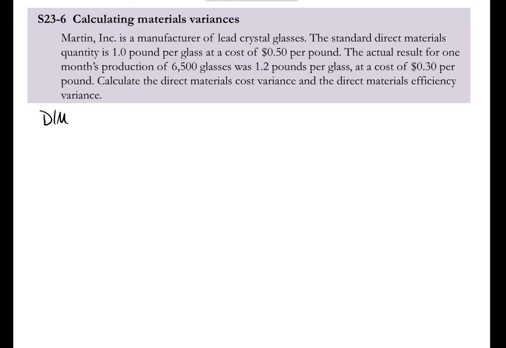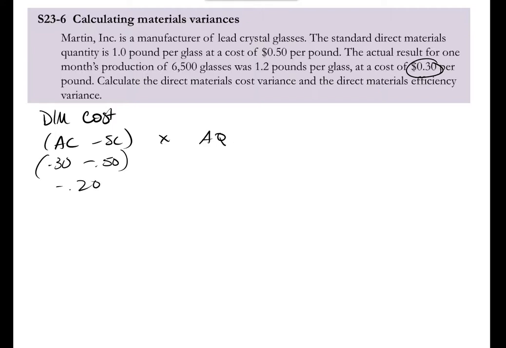So direct material cost variance will be the difference between what I actually paid and what I thought I was going to pay, and I'll take that times the actual quantity. So I actually paid 30 cents per pound. The standard is 50 cents per pound. So right here I can see that I paid 20 cents less per pound than I thought I was going to. And then I take that times the actual quantity I used.